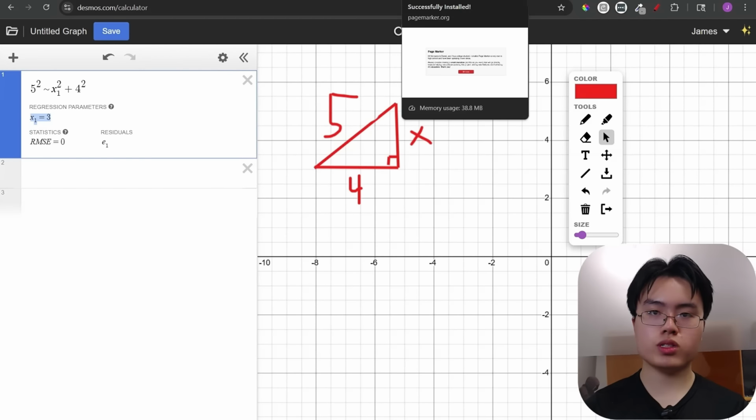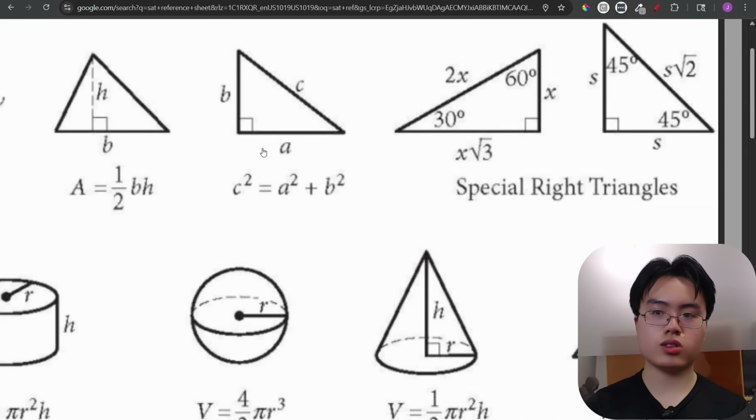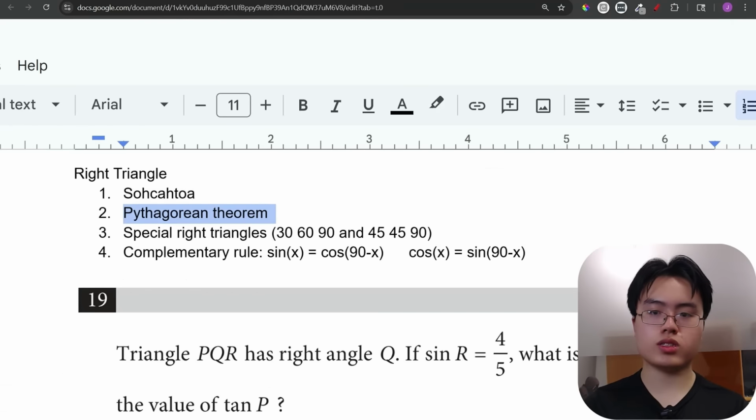The Pythagorean theorem is pretty simple. It's literally in the reference sheet too. You technically don't even need to memorize it, although I would, because at least you need to know the idea: if I have 2 of the sides, I can get the third one.